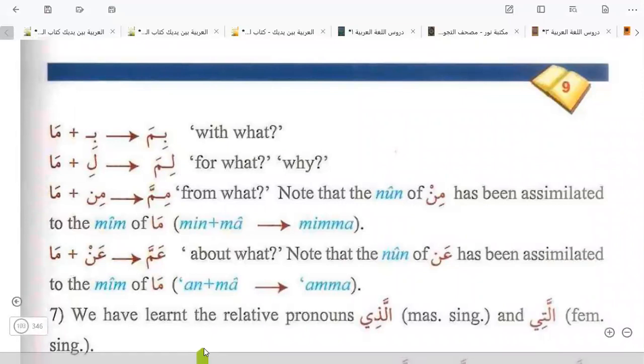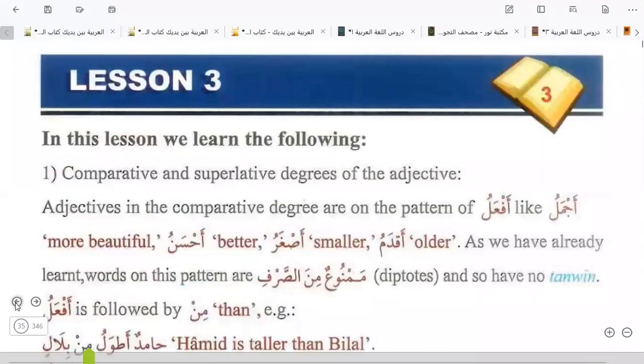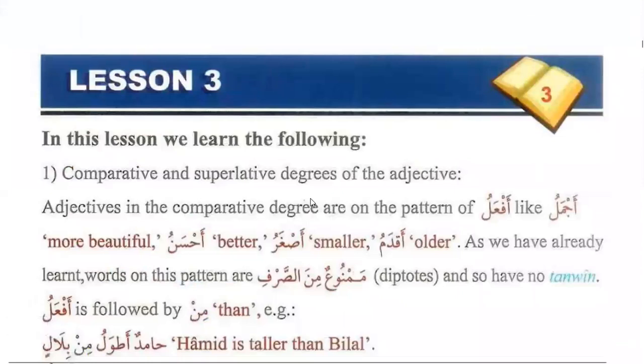So, in this chapter, you will learn about comparative and superlative degrees. In Arabic, both comparative and superlative degrees are made on the pattern of afalu. So, whenever you see any word on the pattern of afalu, it is representing either the comparative degree or the superlative degree. So, ajmalu is used for both comparative and superlative. Atwalu, askaru, ahsanu, all these are used for both comparative and superlative degree.